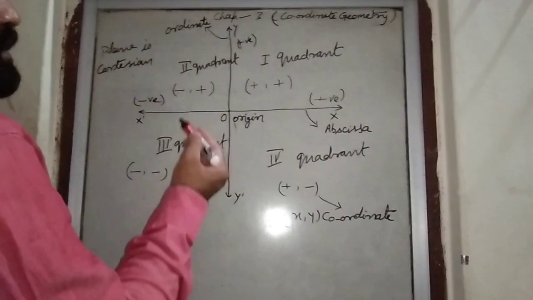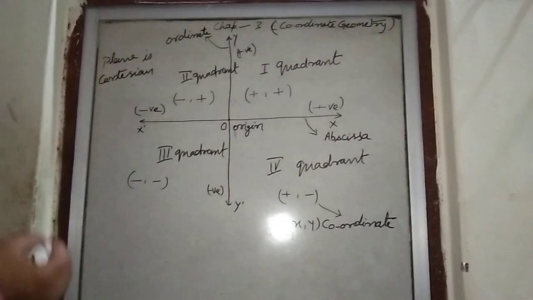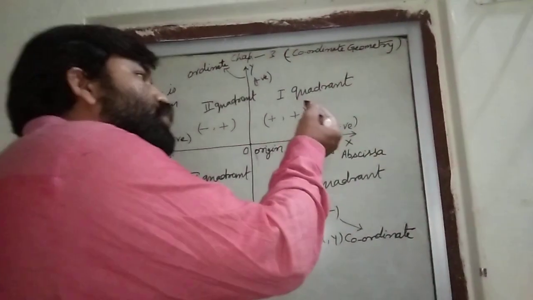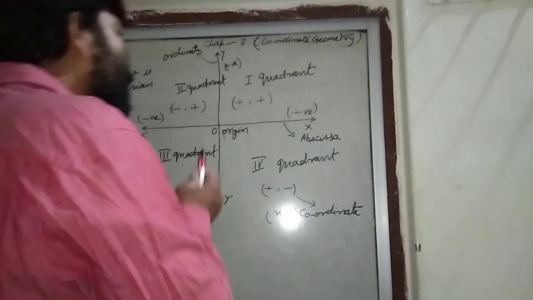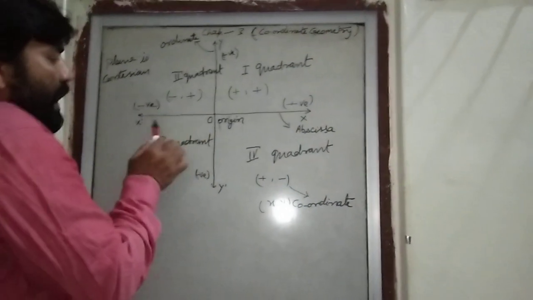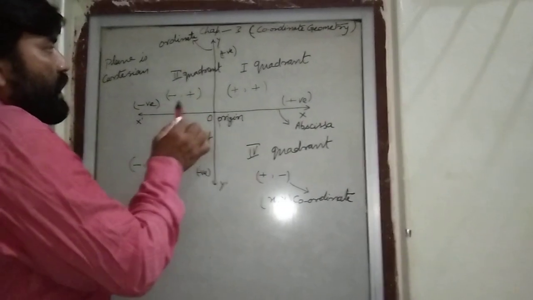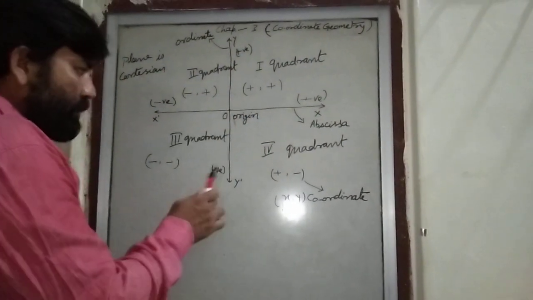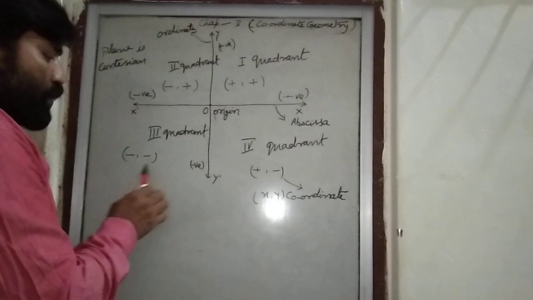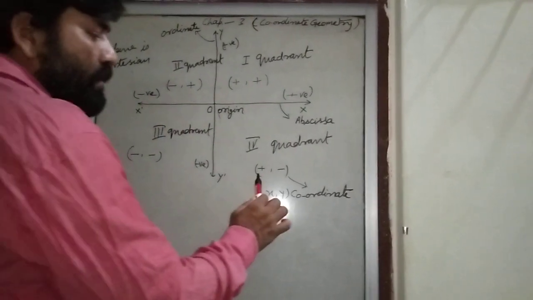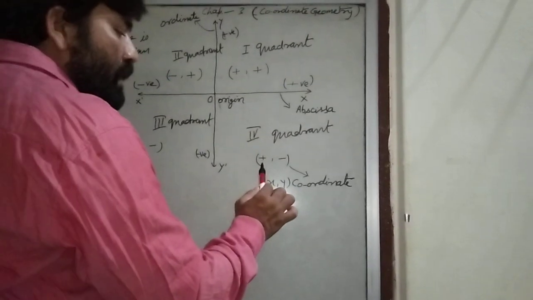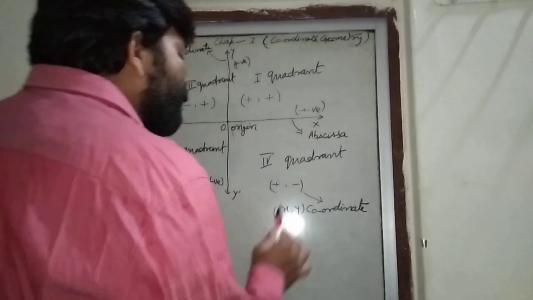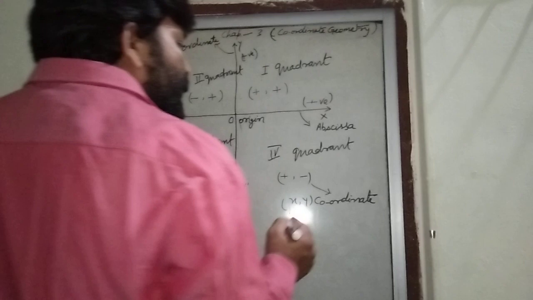And that means if any point lies in the first quadrant, then both values will be positive. In the second quadrant the value of abscissa is negative and ordinate will be positive. In the third quadrant both values are negative, and in the fourth quadrant abscissa is positive and ordinate will be negative.